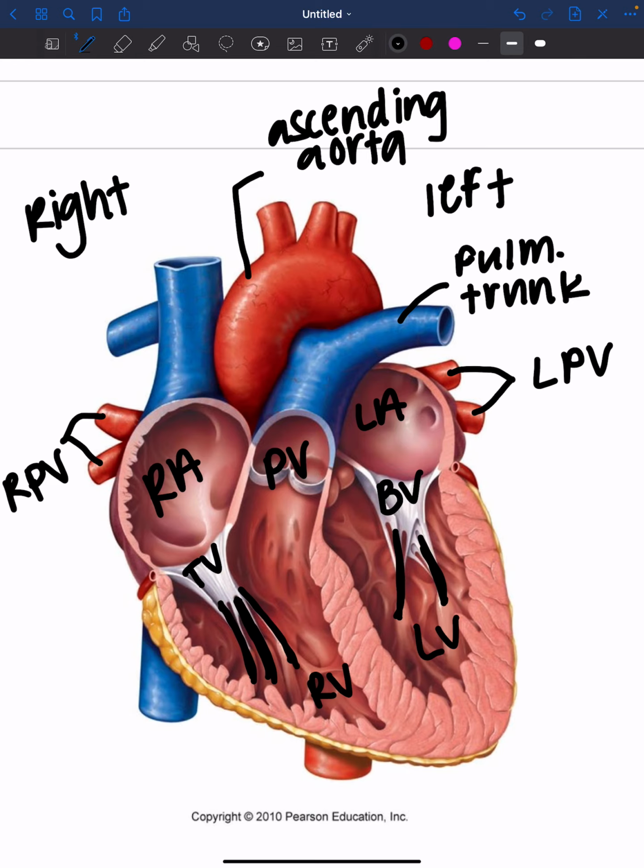The next thing is we have our superior vena cava. This is our superior vena cava. This is our inferior vena cava.